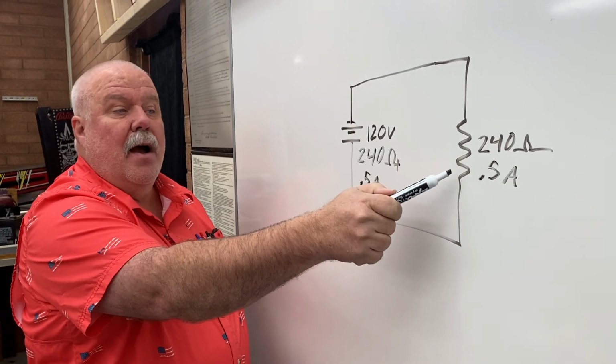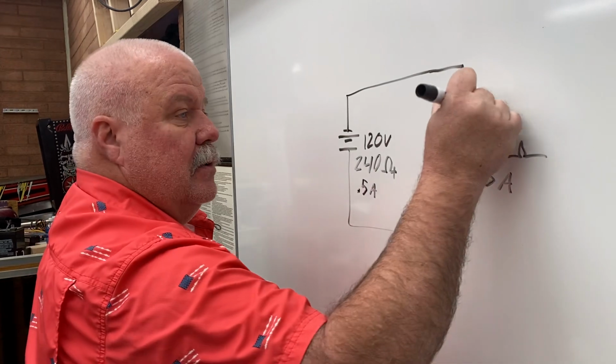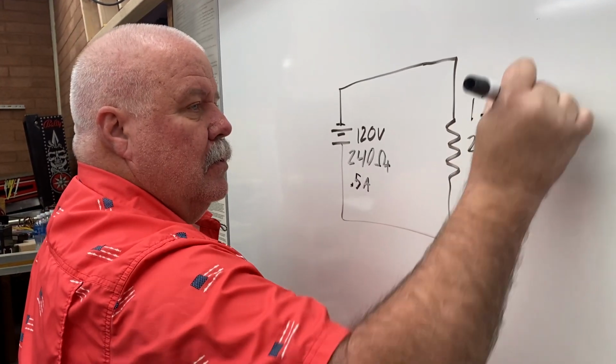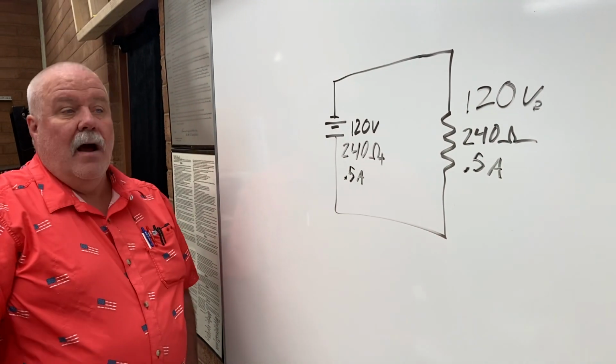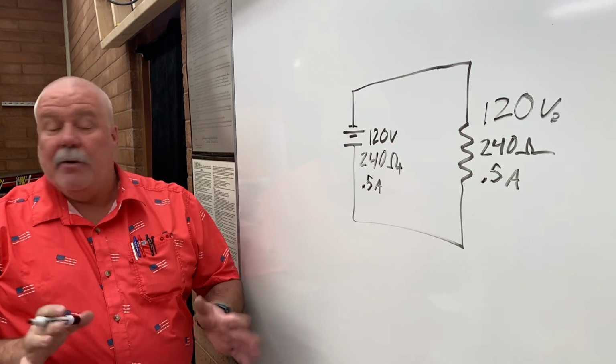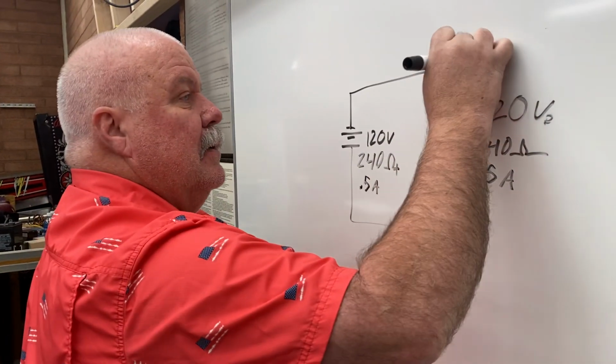What's the voltage drop across this resistance? 120 volts. Okay, dropped across this resistance. All right, that's really, really easy. Now we're going to mix it up just a little bit. I'm going to turn this into a parallel circuit.